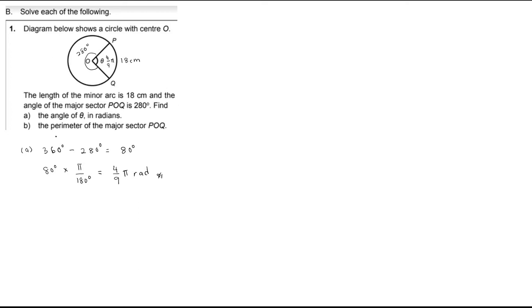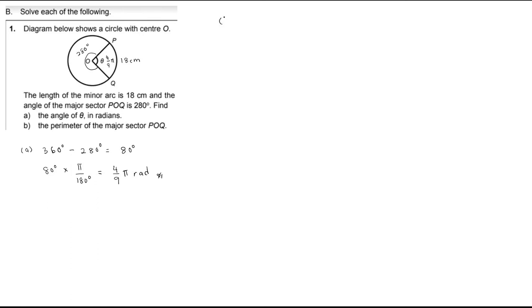Then for part B, find the perimeter of the major sector POQ. The perimeter of the major sector is PO, OQ, and the arc QP. So we must find the radius, PO and OQ, and then we must find the arc length of PQ.